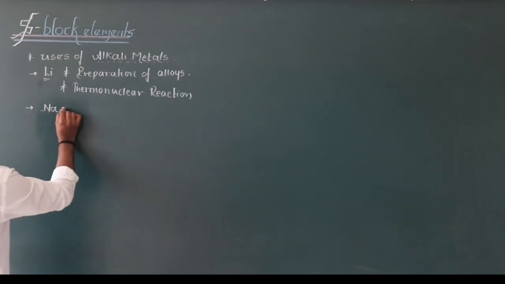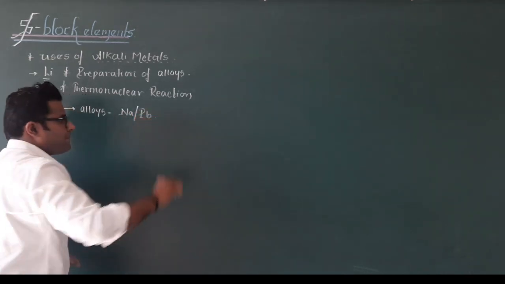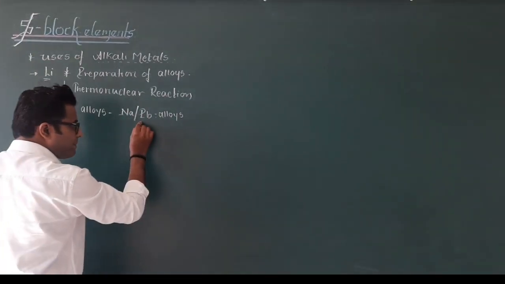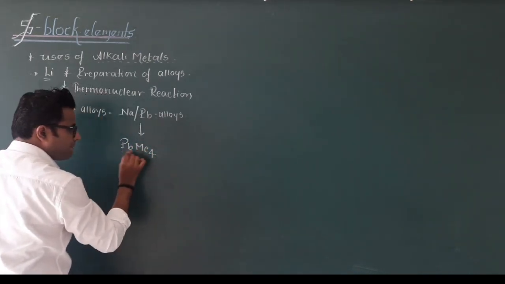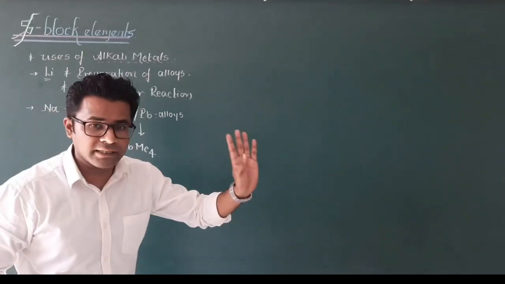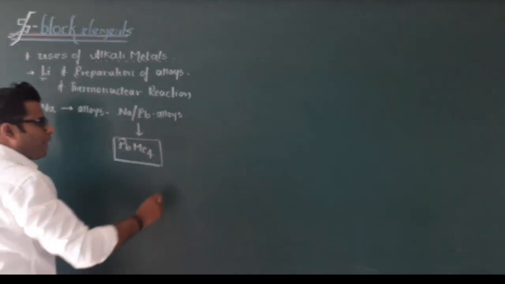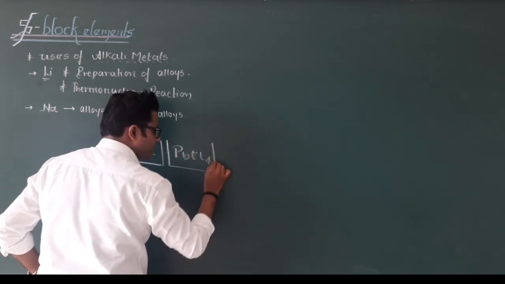When we are speaking about different alkali metals, let's take sodium. Now sodium is also used in the preparation of alloys such as sodium lead alloy, NaPb alloys. It is used in preparation of these alloys because through these alloys we can prepare compounds such as PbMe4. Here Pb is lead and Me is a methyl group, so we have 4 methyl groups. We call this tetramethyl lead compound. It is also used in the preparation of PbEt4.